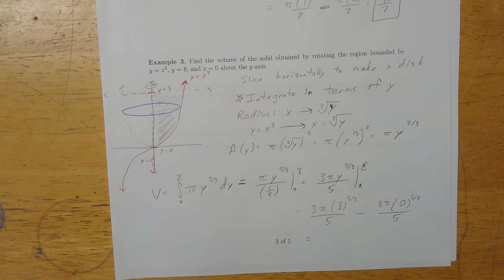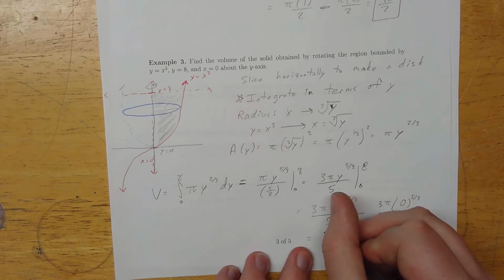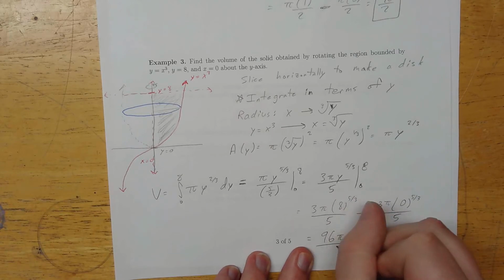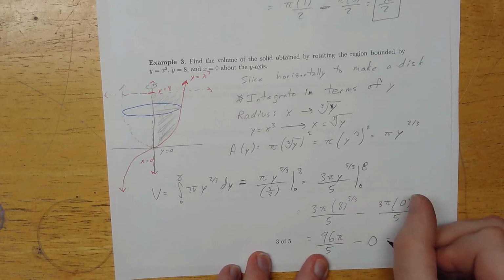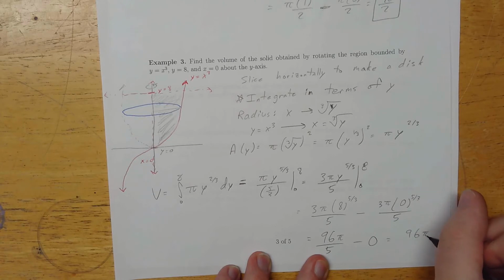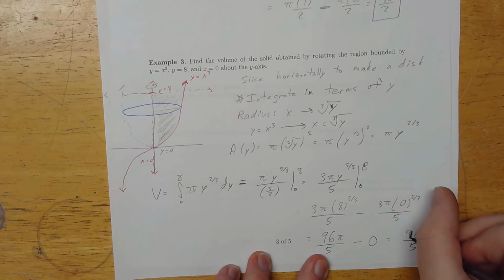So that means we'll have 3 times 8 to the power of 5/3 in the numerator, so 96 pi over 5 minus 0, or just 96 pi over 5.